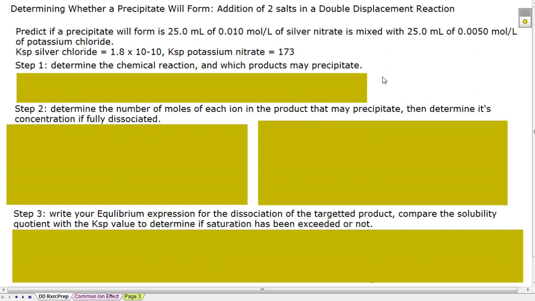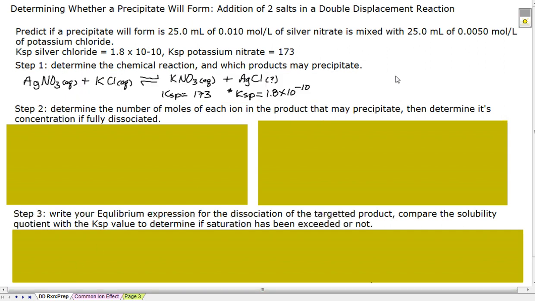So the first step we do in a question like this is we need to determine the chemical reaction, in this case the double displacement, and which products may potentially precipitate. So we take a look, and I like to draw out my equation like this and put my KSP values underneath. And again, as we can see, this value is very small, so this is the potential salt that may precipitate. So step 2, we need to determine the number of moles of each ion in the silver chloride that may precipitate out. Then determine the concentration if, say, these ions fully dissociated into solution, because that would be the concentrations that we use to determine if they've gone past that point of saturation for silver chloride.